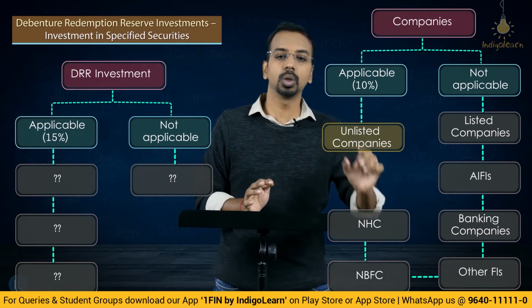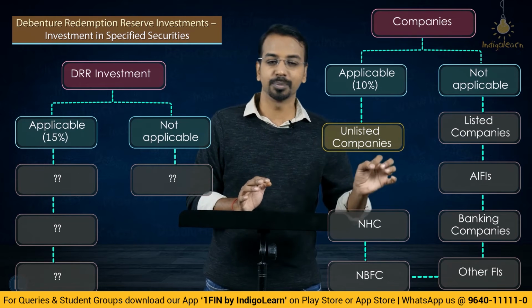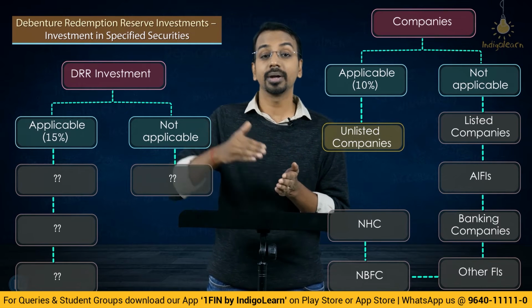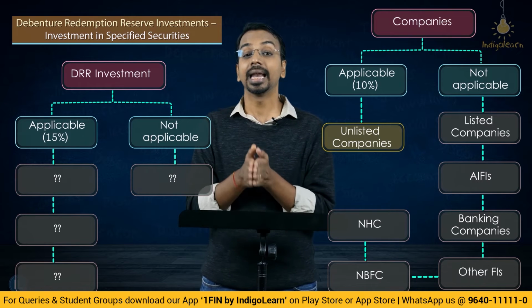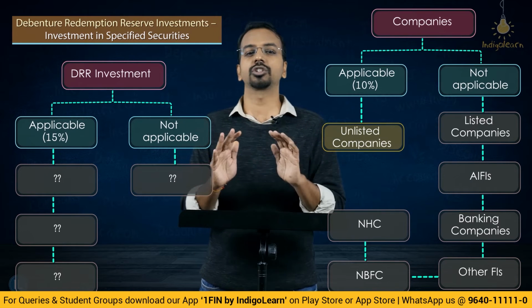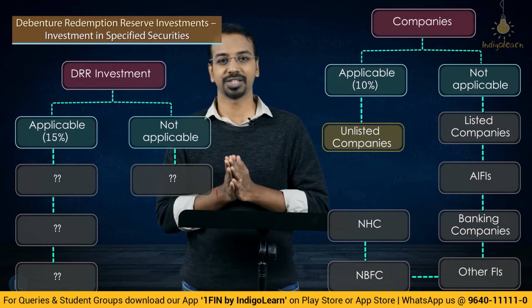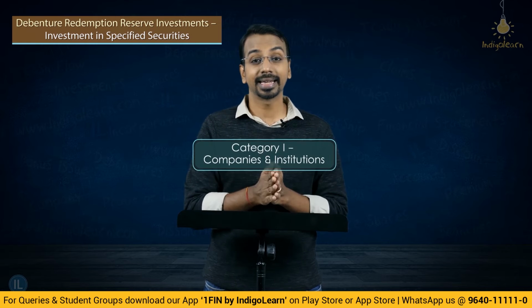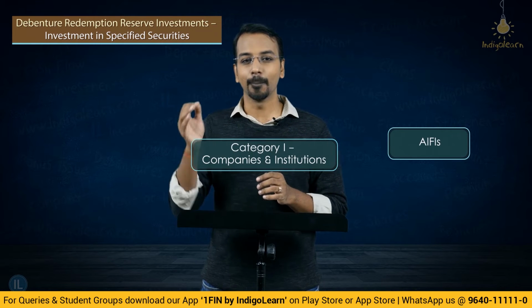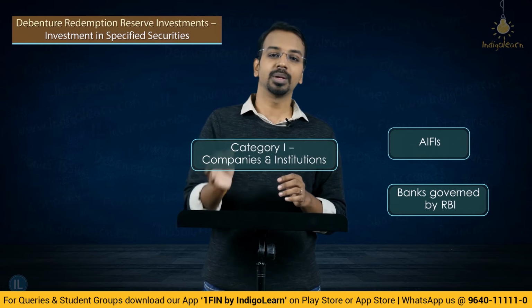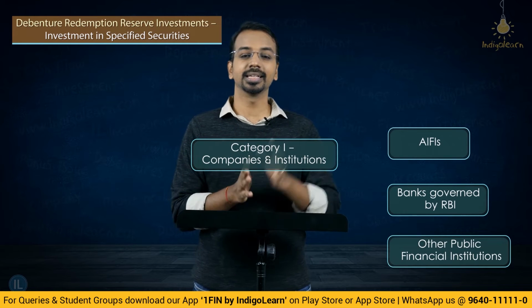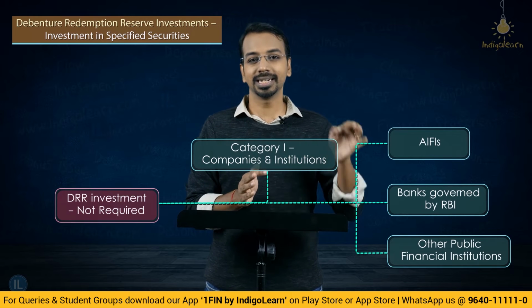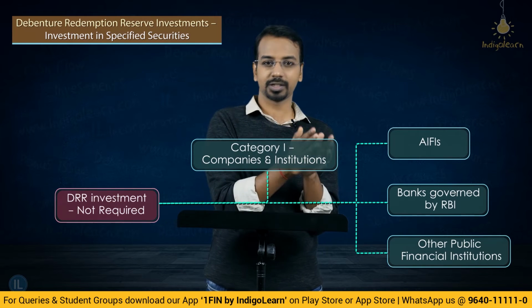So blocking of funds is only for one category of company at the rate of 10%, whereas the investment requirement is for more than one category of company, and that is prescribed as 15%, just to ensure better coverage for the investors. Now when we look at the limits prescribed for investment in specified securities, which we also refer to as DRR investments, for companies and institutions which fall under the category of All India financial institutions, banks which are governed by RBI, and other public financial institutions, for these three categories, there is no requirement to invest in specified securities, right? So this is the first category.